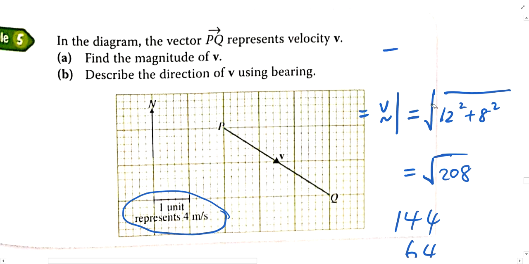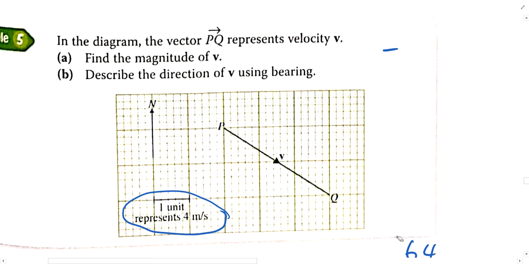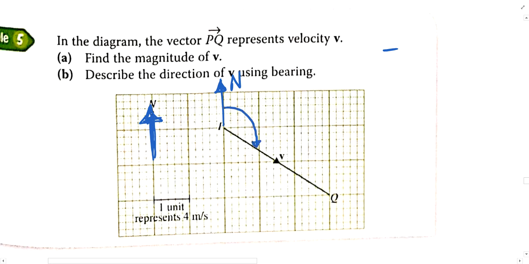I hope you remember your bearings. We start from the north. We always need to know where the north is. Then we go clockwise or anti-clockwise? Clockwise. Okay. Where do we start from? So I draw the arrow at P. This is my north. Then I need to go clockwise, right? This is my bearing. What is this angle?